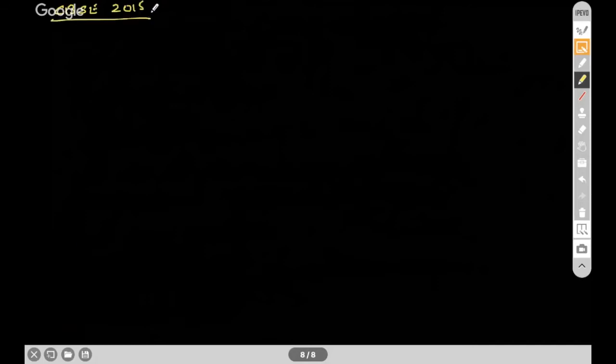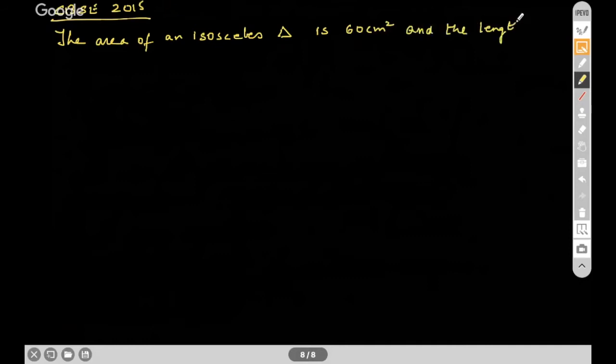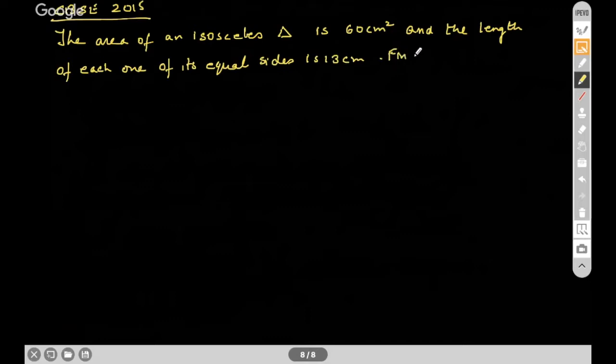So one is, you know, again, a CBSE 2015 question. Now this question says the area of an isosceles triangle is 60 centimeters squared and the length of each one of its equal sides is 13 centimeter. Find its base. So let's read the question once again. The area of an isosceles triangle is 60 centimeters square and the length of each one of its equal sides is 13. Find its base. Very good.